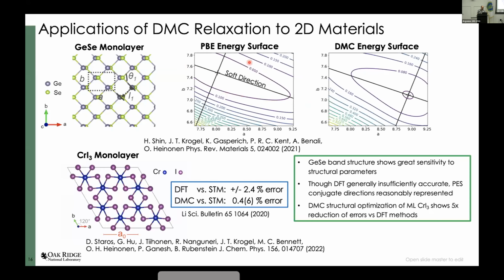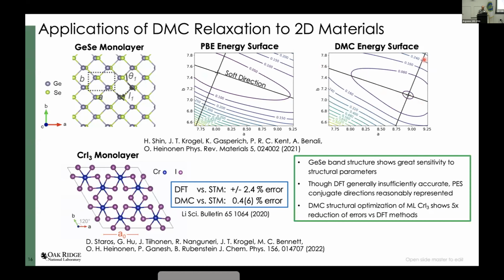And here are the conjugate directions found by diagonalizing the Hessian. So you have a stiffer direction and one very soft direction. So germanium selenide, you can just stretch it very easily along one direction. Here's the DMC potential energy surface, done with a whole lot of diffusion Monte Carlo calculations to raster this image out. So you can see where the minimum is.